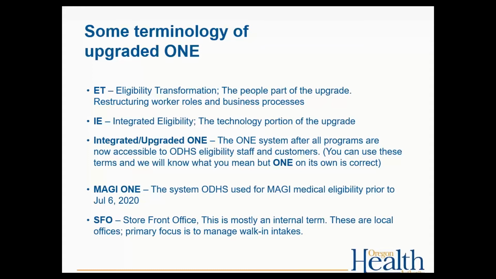We have been calling it the integrated one system or the upgraded one system. So that is the system that we are working in when we are determining eligibility, when we are helping people with applications. It is still applicant portal and worker portal, just like it was before. And it is accessible to our workers, our community partners, and Oregonians at large.